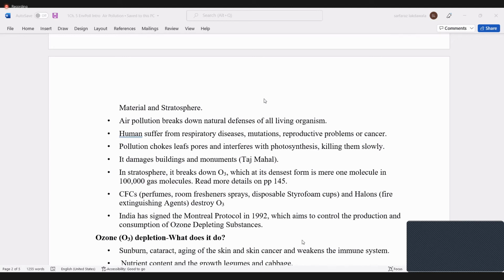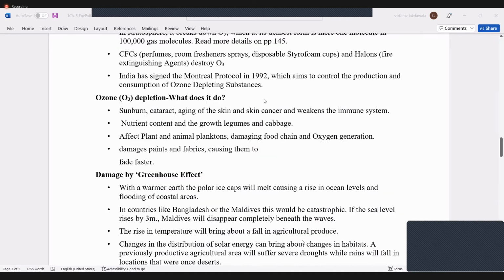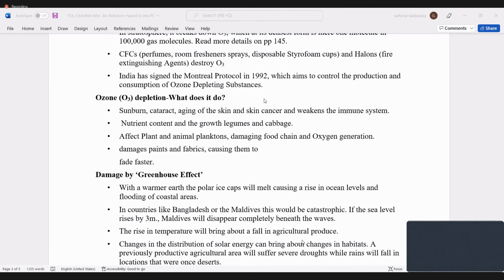Now, what does air pollution do to the ozone layer? See, if the filtration does not take place, a lot of people who have sensitive skin will have sunburns. They can even go through cataract problems very fast, before the aging of the skin, and skin cancer. And all said and done, it weakens the immune system of the humans, plants, and living organisms. Nutrients, contents, and growth of legumes and cabbage.